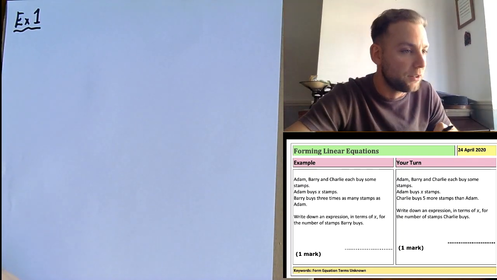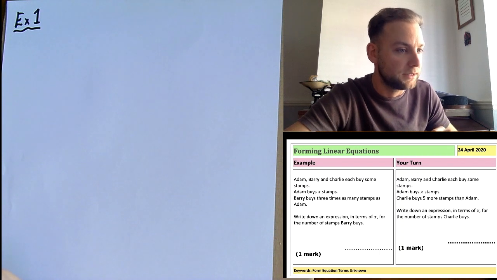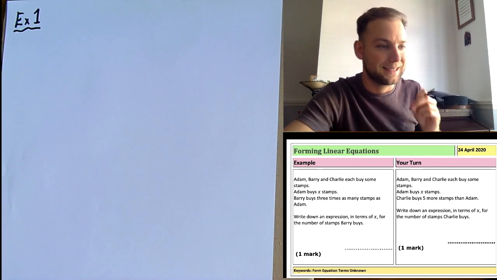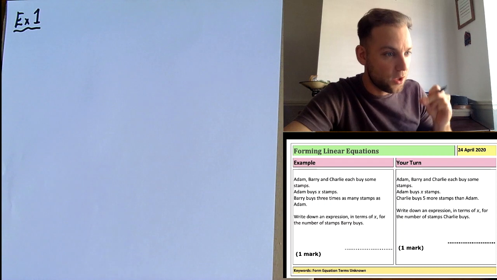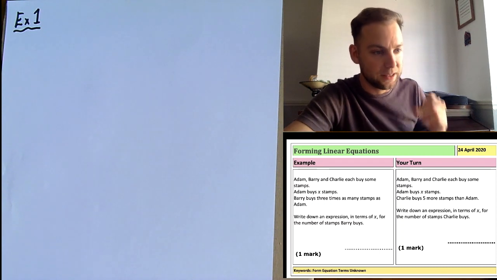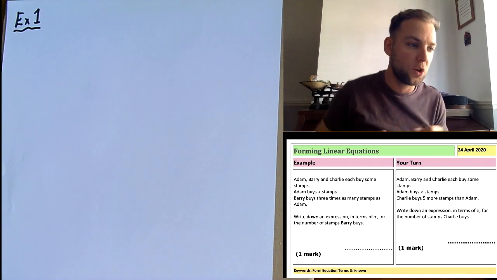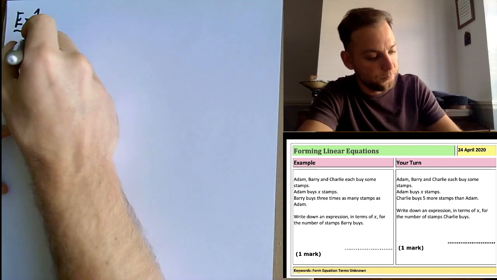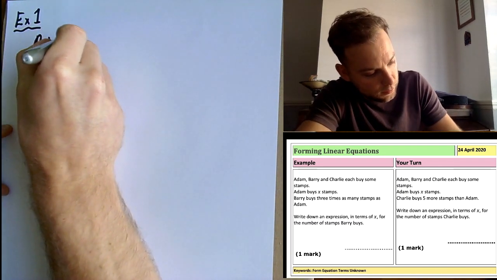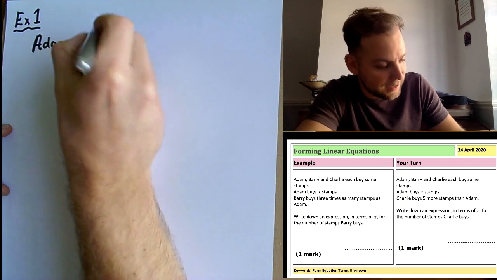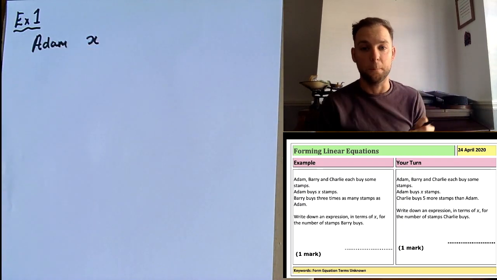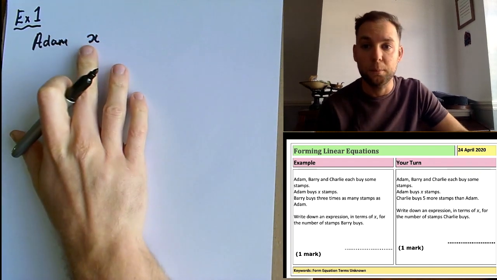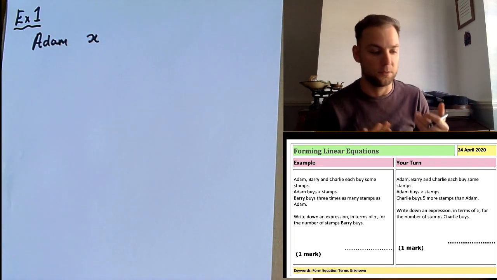So Adam, Barry and Charlie each buy some stamps. Adam buys X stamps and Barry buys 3 times as many stamps as Adam. Write an expression in terms of X for the number of stamps Barry buys. So Adam buys X amount of stamps. Now remember that X is a number. It is a letter, but it represents a number.